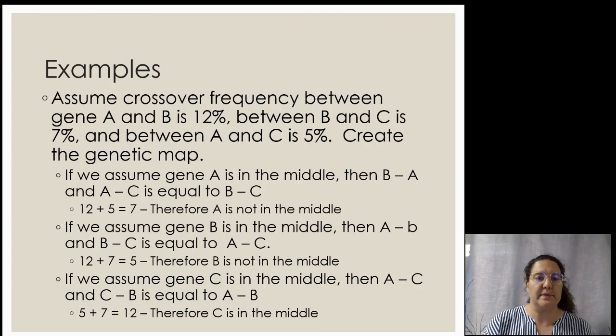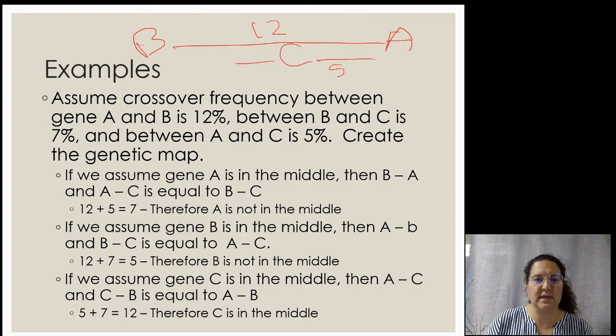So looking at the crossover frequency, between gene A and B is 12%, B and C is 7%, and A and C is 5%. So we want to create a genetic map. So we can assume that A is in the middle, because A and B are 12 map units apart. So we have A, B, and they're 12 map units apart. A is not in the middle. So they're 12 map units apart. Now A is 5 units from gene C, which is then going to be 7 units from gene B.